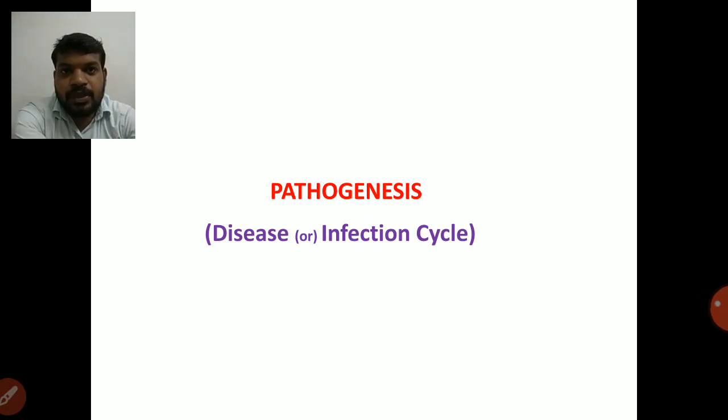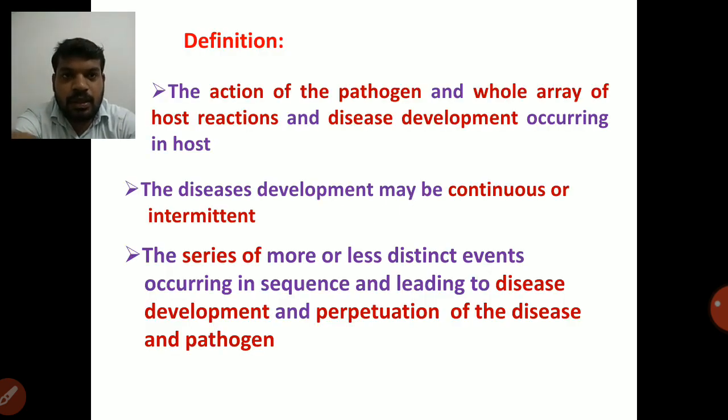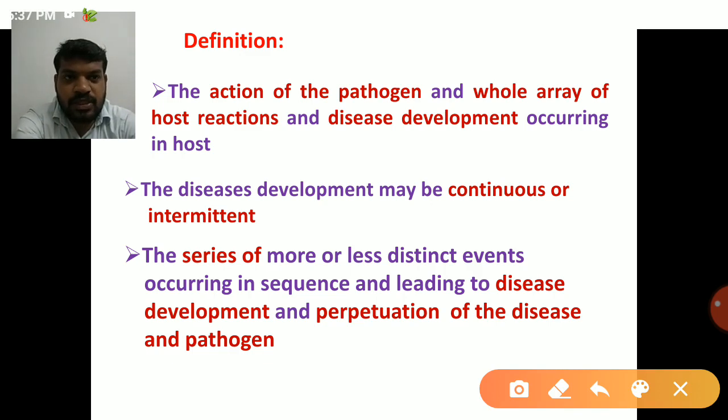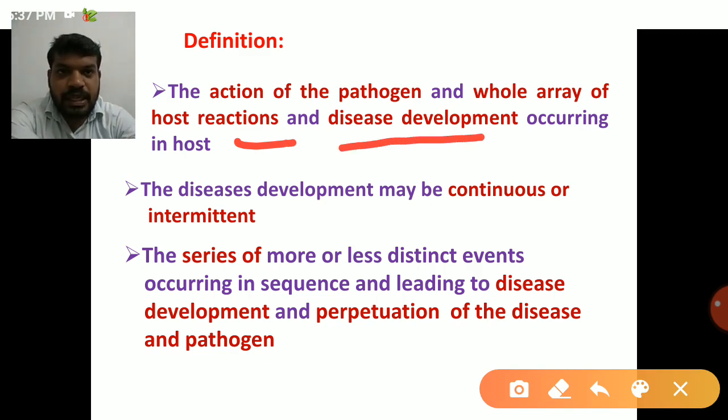So what is meant by pathogenesis? The whole array of plant reactions to the action of a particular pathogen is called pathogenesis. There are different names for pathogenesis, that is disease cycle or infection cycle. So the definition of pathogenesis is the action of the pathogen and the whole array of host reactions for that particular pathogen, and disease development occurring in the host is called pathogenesis.